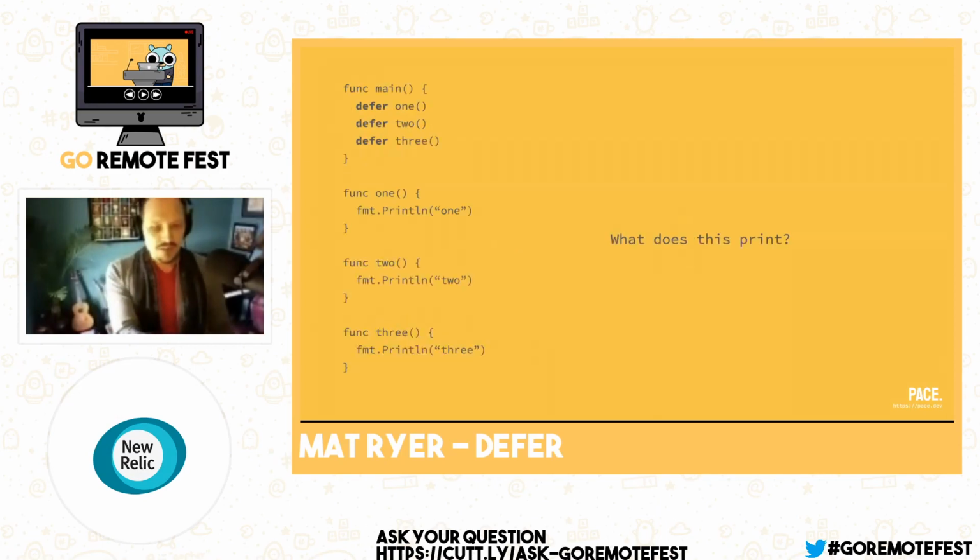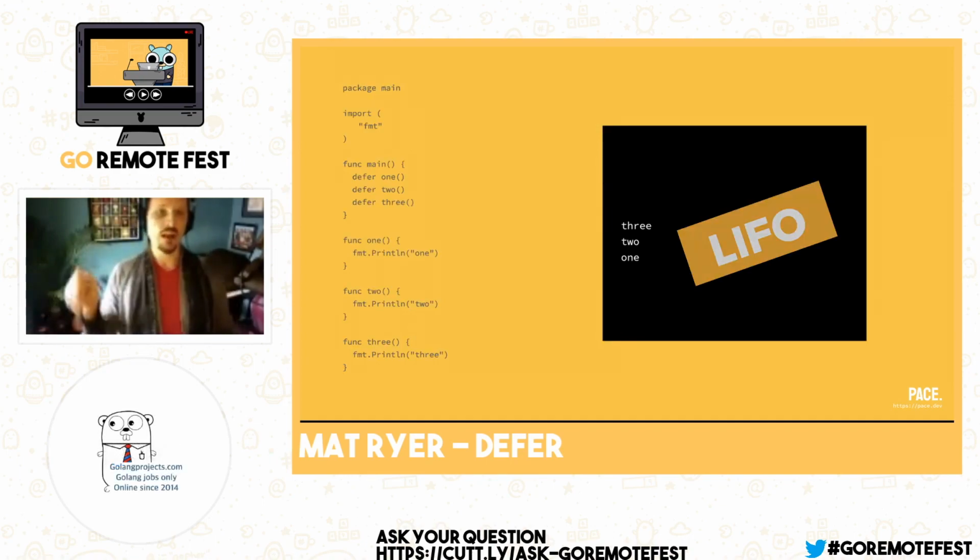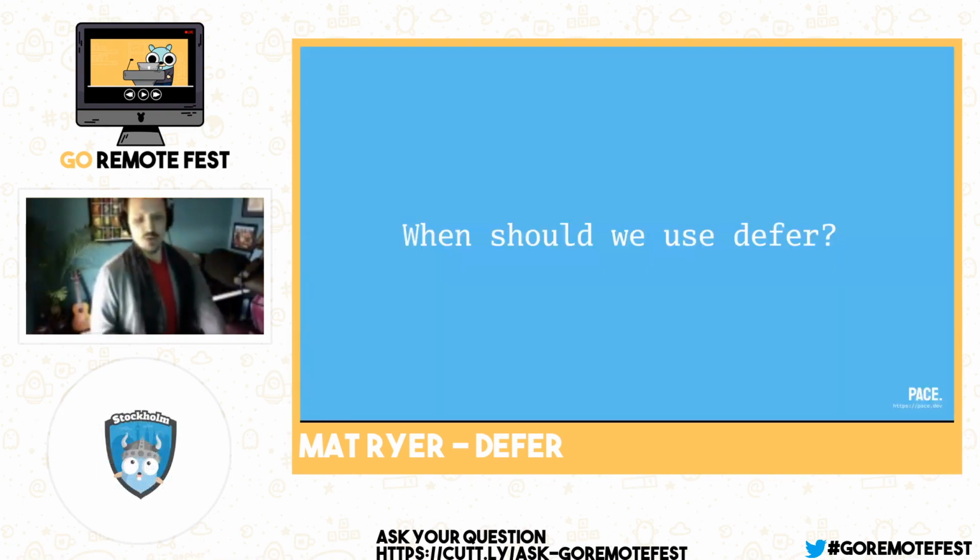The other strange caveat is that they run in reverse order. So if I were to defer 1, 2, 3 like this, and I'm just printing these out, it prints out 3, 2, 1. And it is worth remembering that it is this LIFO thing. But that's worth bearing in mind when you use it, because you can see some strange behavior if you don't remember that. So when should we use defer then?